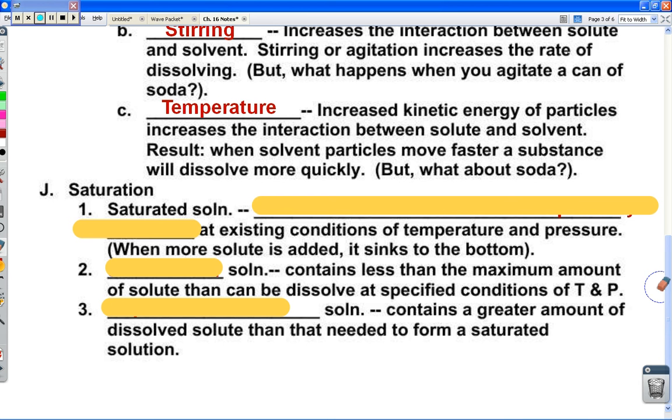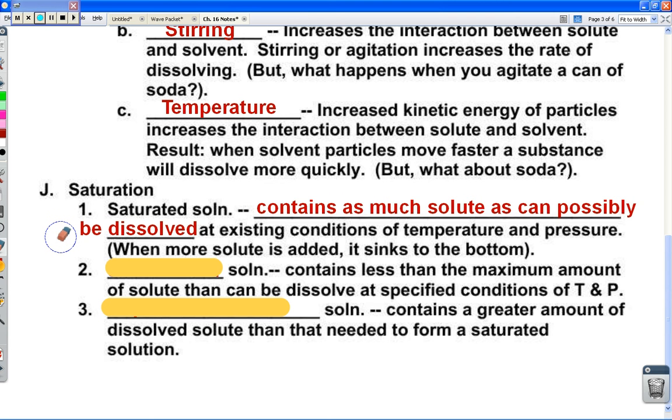The idea of saturation is when you have a solution that contains as much solute as can possibly be dissolved at the existing conditions. In other words, you have dissolved at the maximum solubility level.